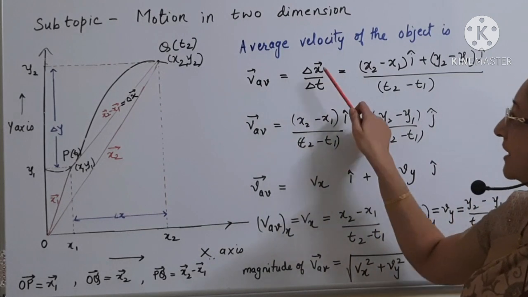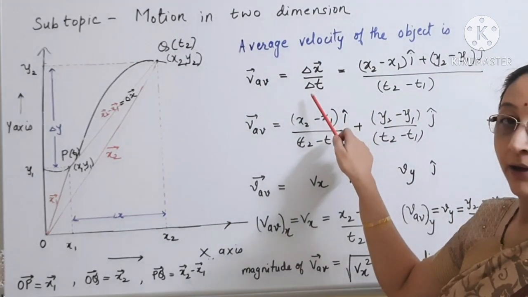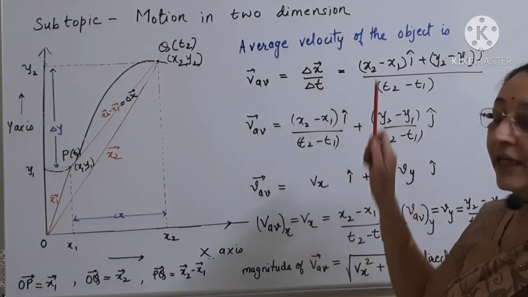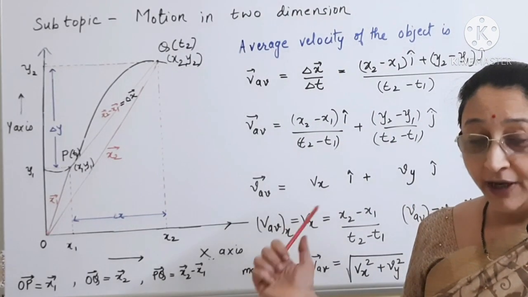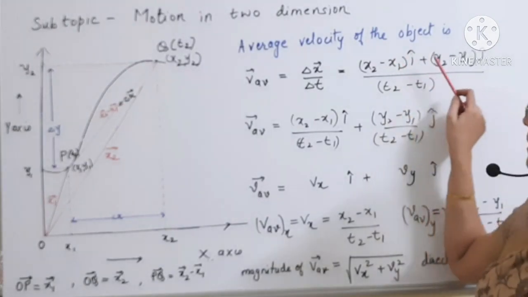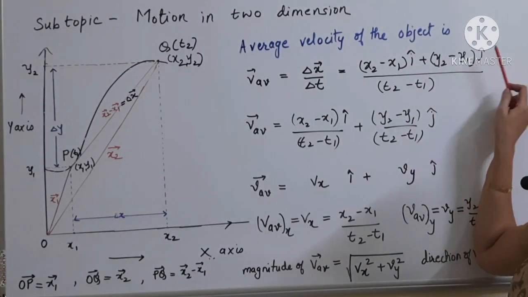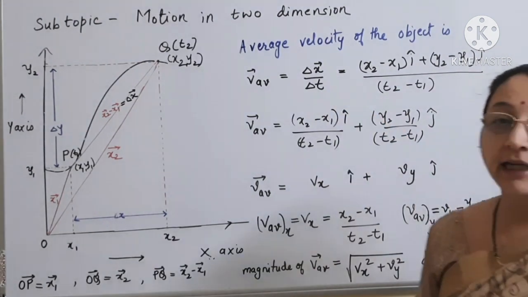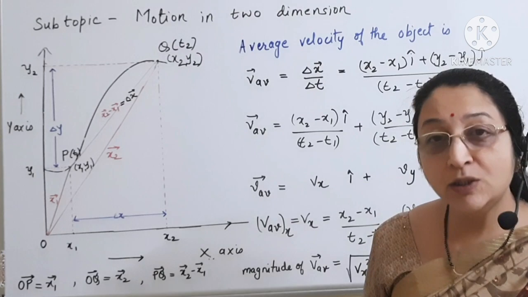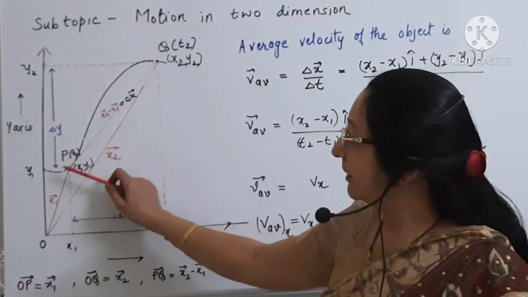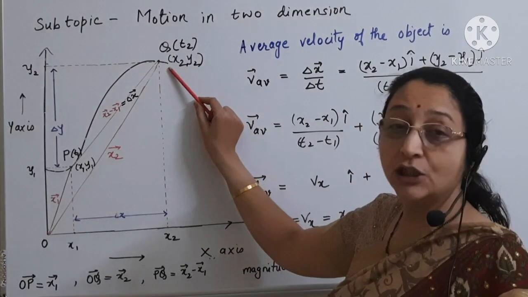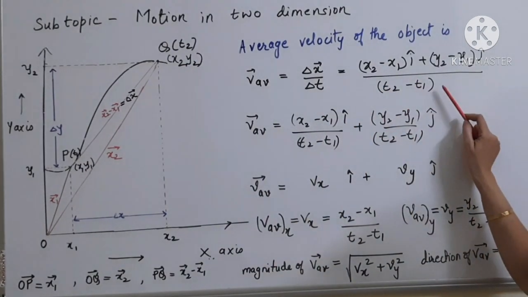So V average is delta x upon delta t. So this vector delta x we know. We have discussed just now. It is x2 minus x1i plus y2 minus y1j upon delta t. Delta t is the change in the time in which the displacement has taken place. So the initial time at point P was t1, final time at point Q was t2. So we write here t2 minus t1.